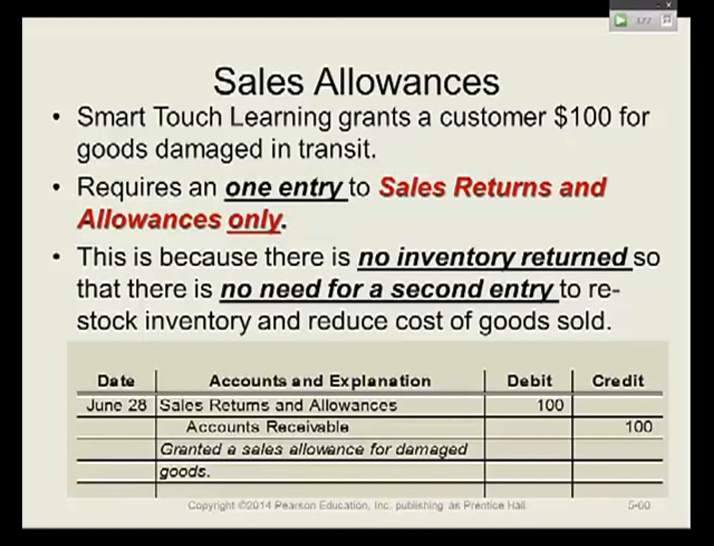So accounts receivable has a debit balance of 34. Sales, returns, and allowances has a debit balance of 16. Sales is a credit balance of 5, and cost of goods sold is 25, or 24.50. Yes, question. How much? Okay.